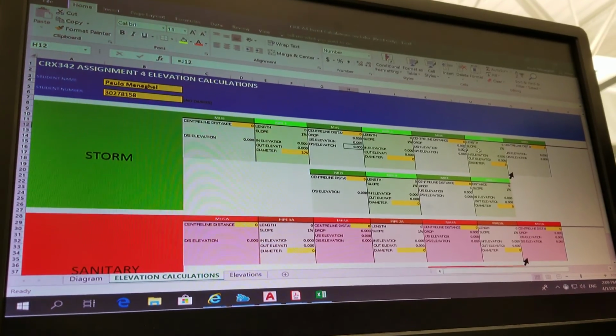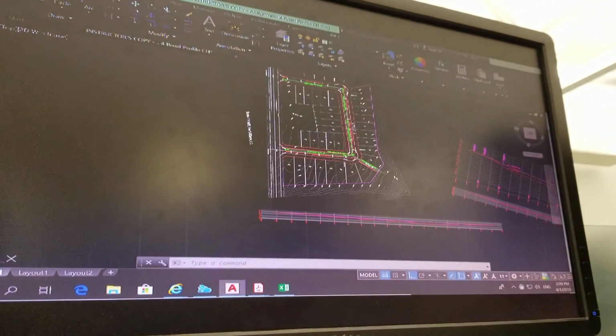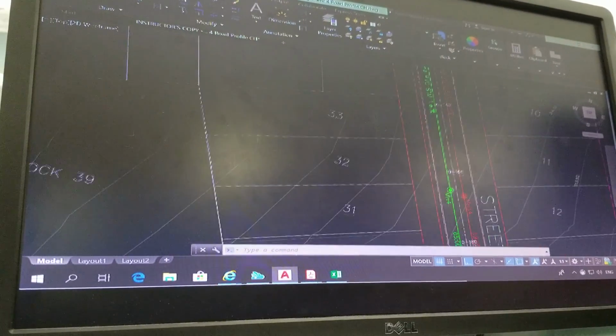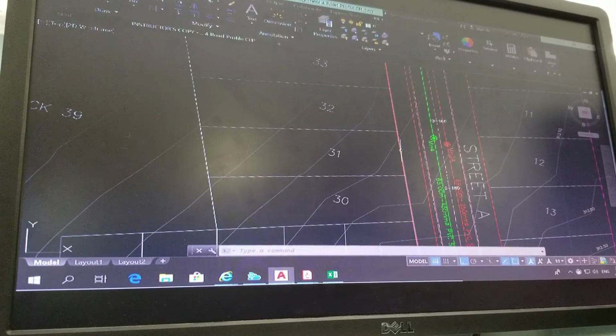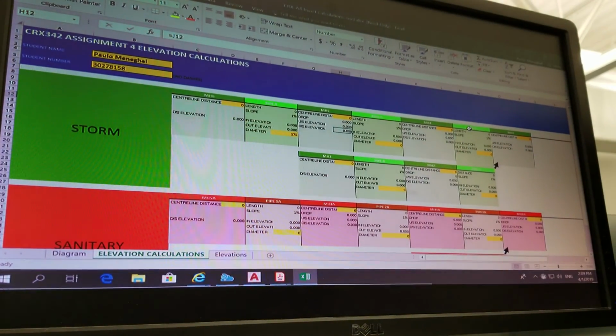Now, the manhole number we have in our drawing. So if I go here on my AutoCAD drawing, I have here my manhole 6, my manhole 5, manhole 4. I know where they are because we named them before. But how do I know the pipe? Which one is pipe 3, for example?